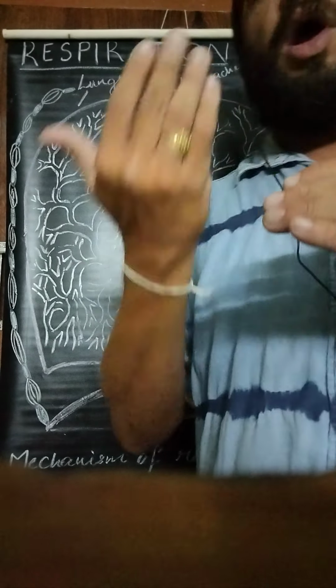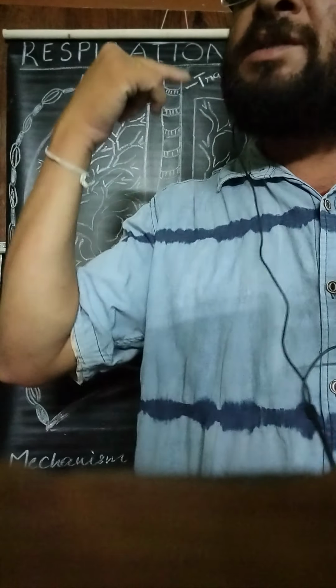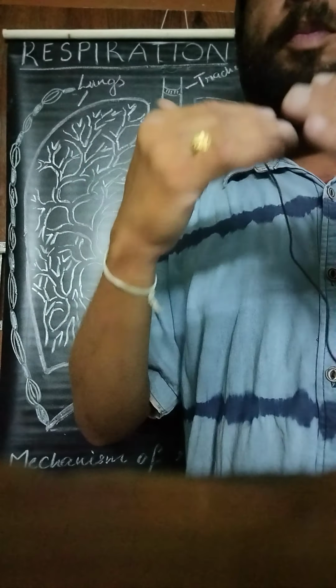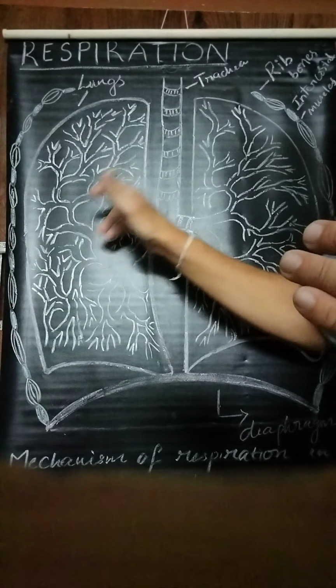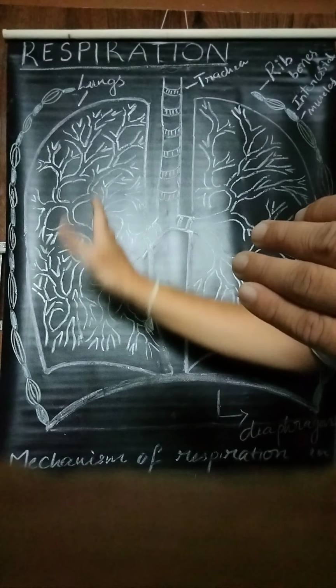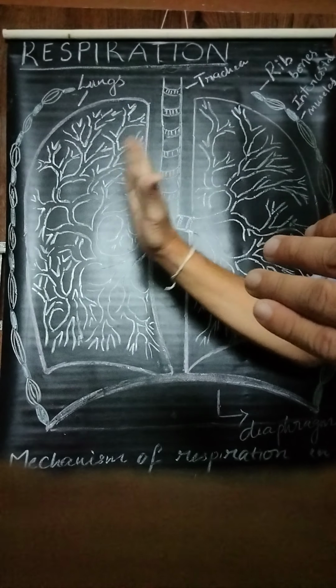Low volume means what is the condition? As I said, the pressure is more in the lungs. More pressure means the air moves from high pressure to low pressure. That means the pressure in the lungs is more when compared to the atmospheric air. So what will happen? The air in the lungs, which has the high pressure, moves.